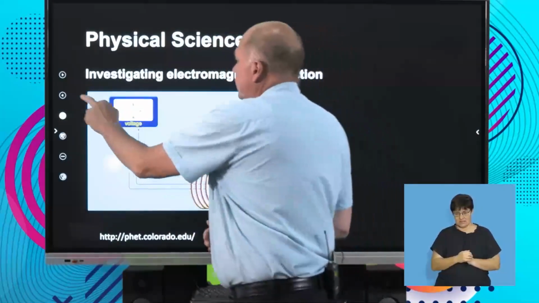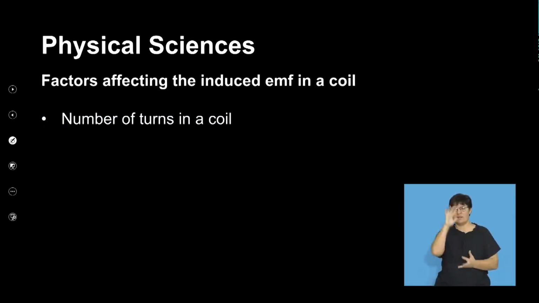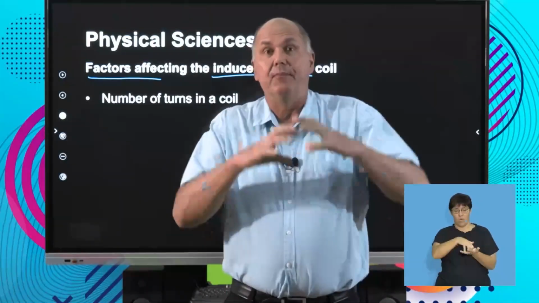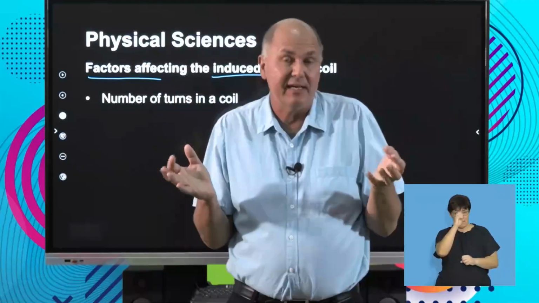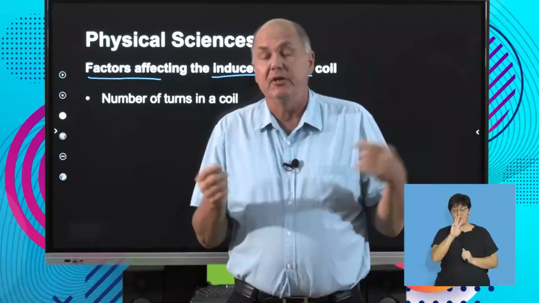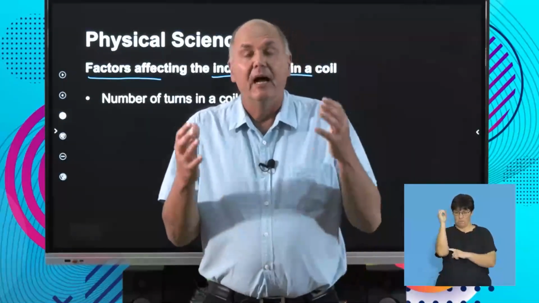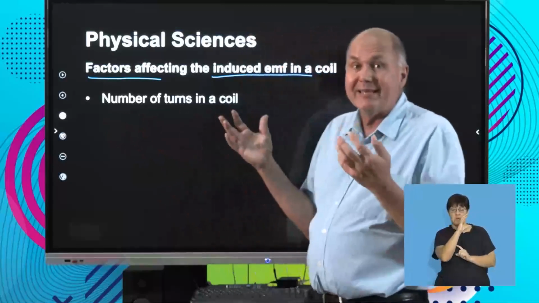So let's summarize some of what we've seen. The first thing I wanted us to look at is, what are the factors that affect the induced EMF in a coil? Now, at this stage, I'm just using the shining light bulb as an indication of how strong the EMF is. If the EMF is very big, then the light bulb will shine brightly. We know that's the case. If you have a 9-volt battery and a 1.5-volt battery, the 9-volt battery is going to give you a much brighter light bulb. So we're not making things up here.